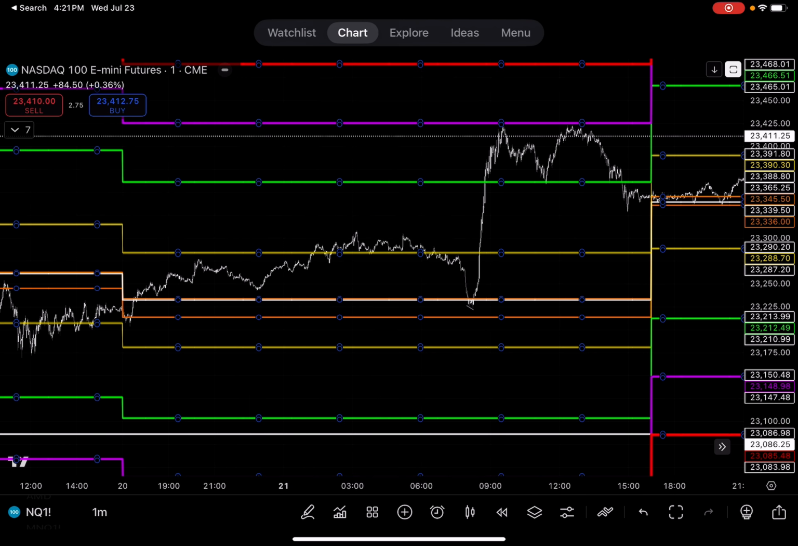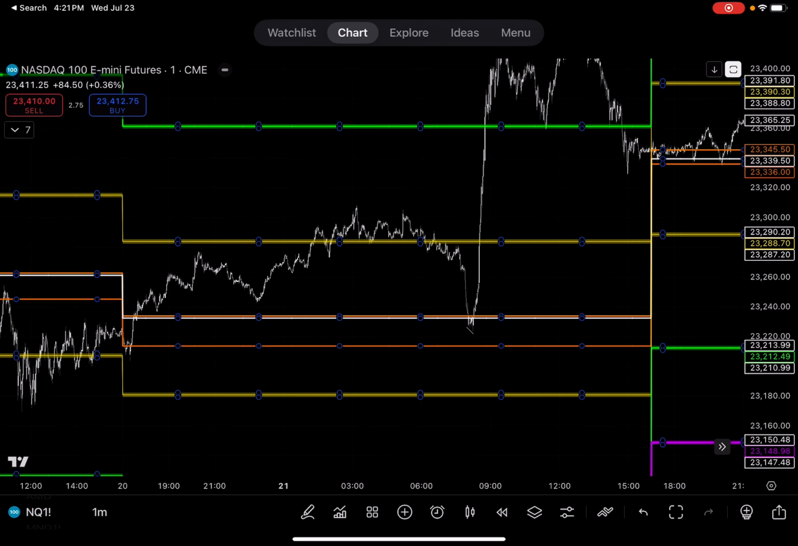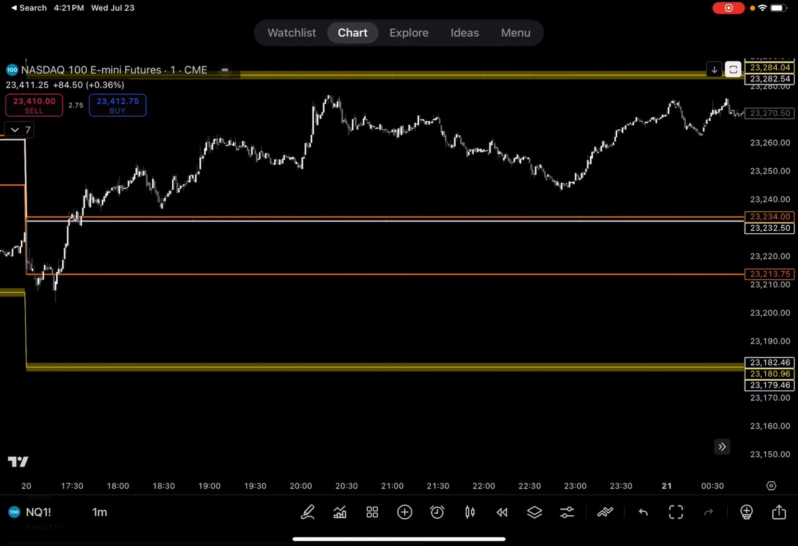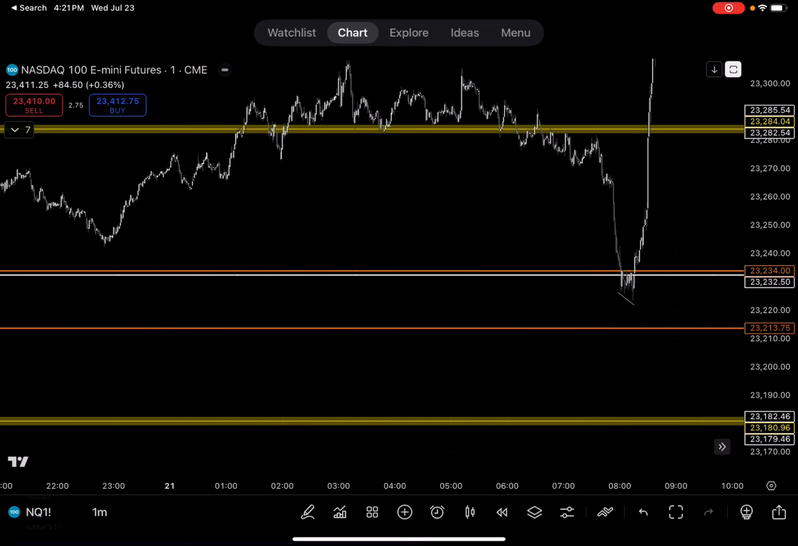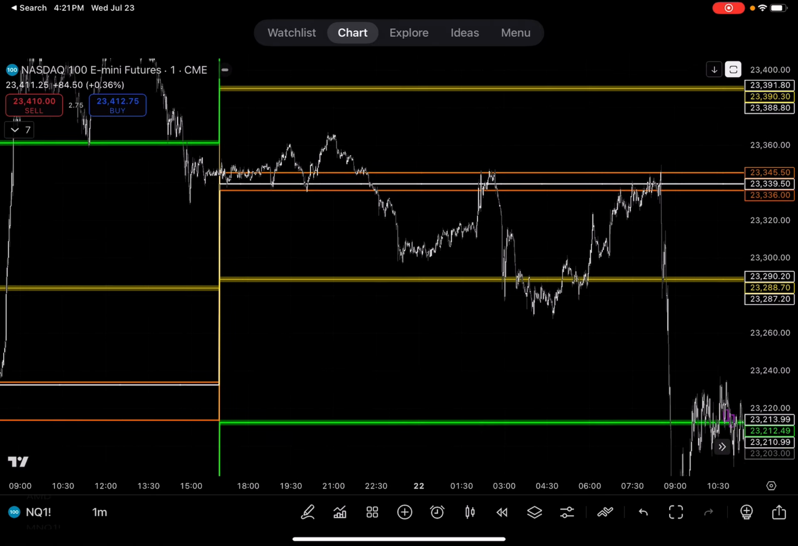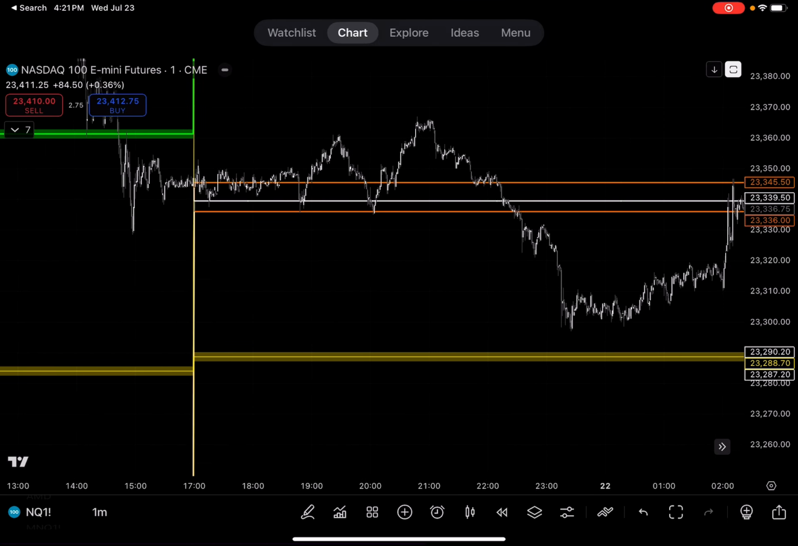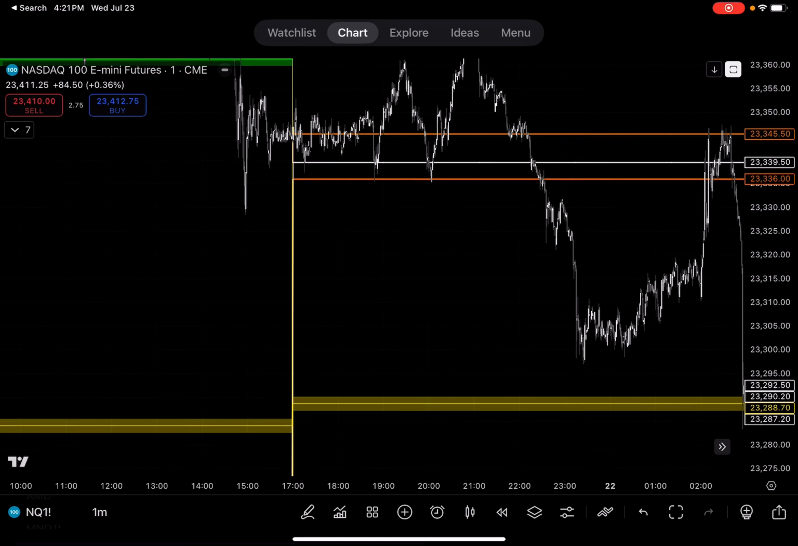So when you put that on, this is what it looks like. You have these orange lines. This is the first minute of the day. As you can tell, price likes to react off of it. They don't teach you this, but this is probably one of the most important things you can learn.